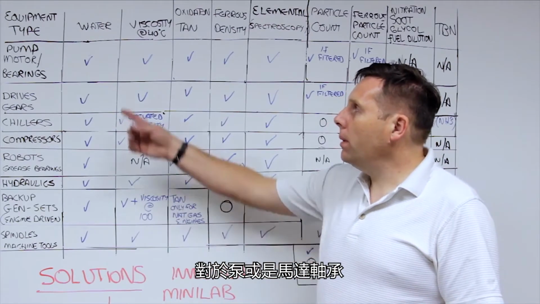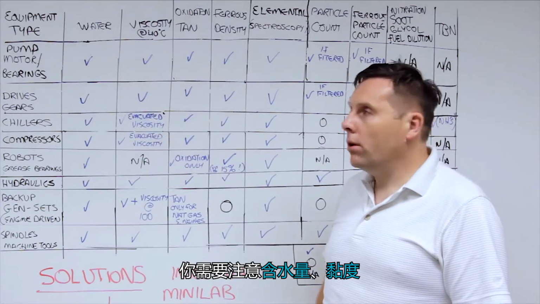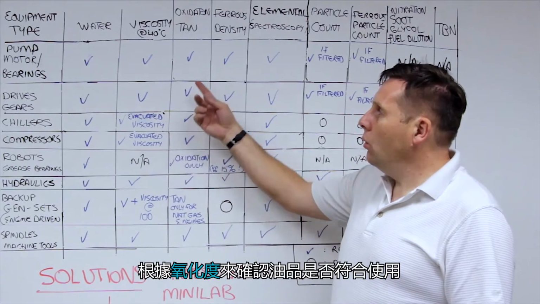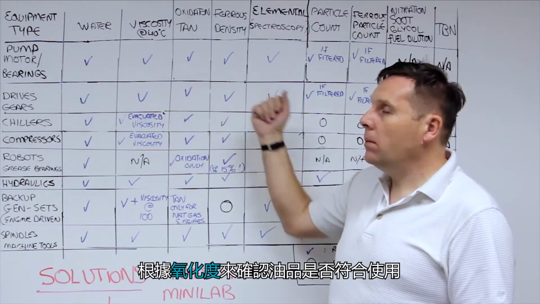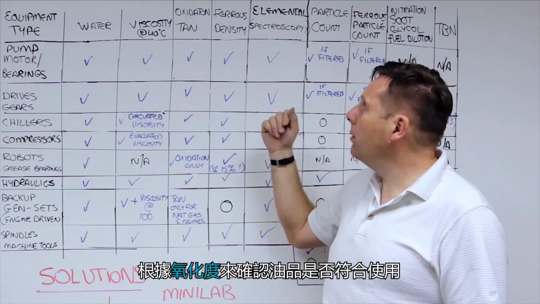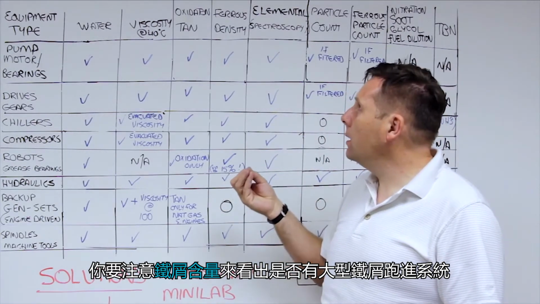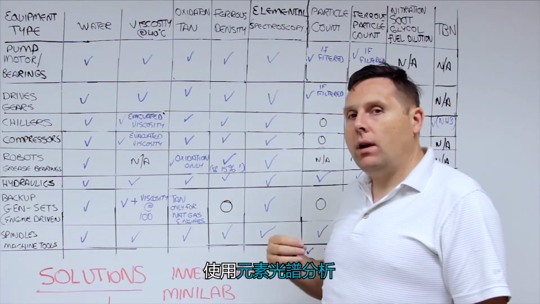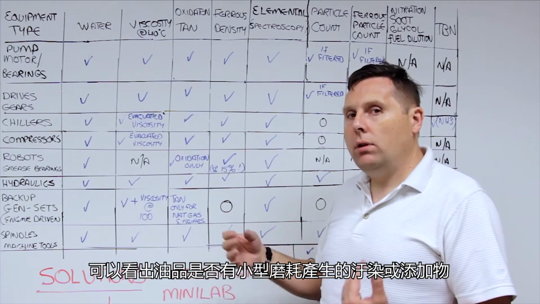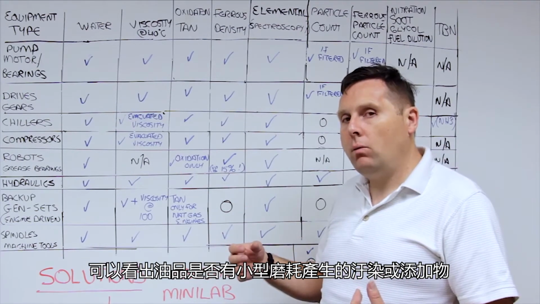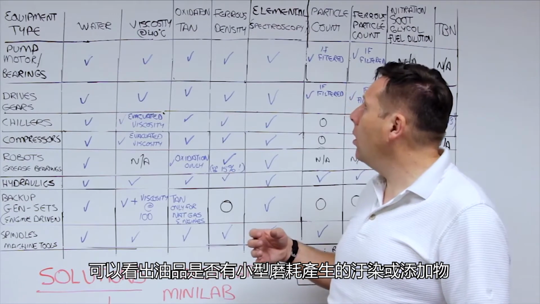So for pump and motor bearings, you always want to be looking at water content, viscosity. You want to look at oxidation to indicate the chemistry, if the oil is still fit for use. You want to look at ferrous density to see if there's any large ferrous wear getting into the system. Elemental spectroscopy, if you can do it, will give you an idea on the wear, the very fine wear, contaminants and additives in the oil.